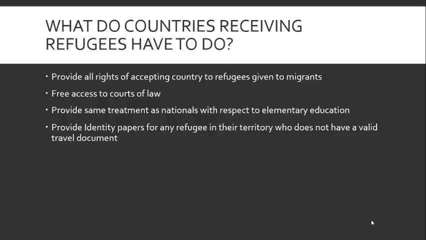You need to provide the same treatment as your citizens with respect to elementary education. In Canada, we also provide secondary education, but you are not obliged to provide that. You need to provide identity papers for any refugee in their territory who does not have valid travel documents as well. So if they've lost their travel documents, or they were destroyed, or they left them in their home country, you can't use that as grounds for sending them back. You have to provide them with new identity papers.